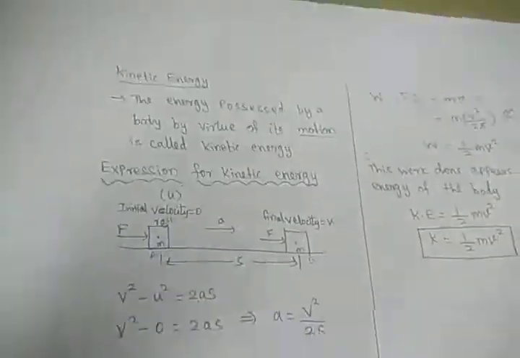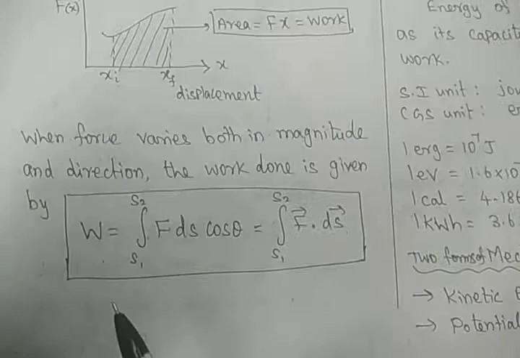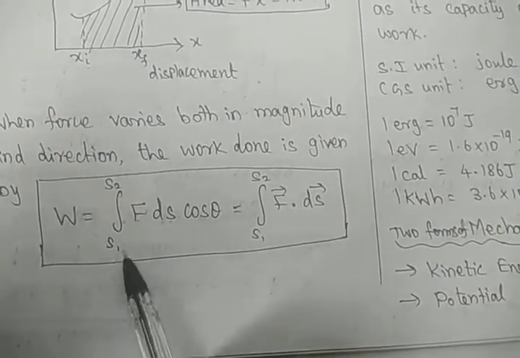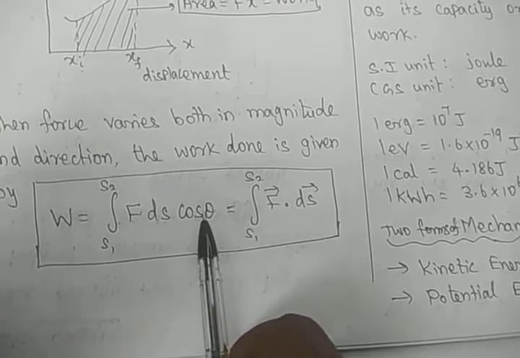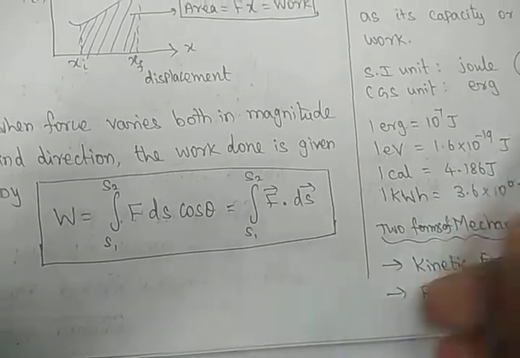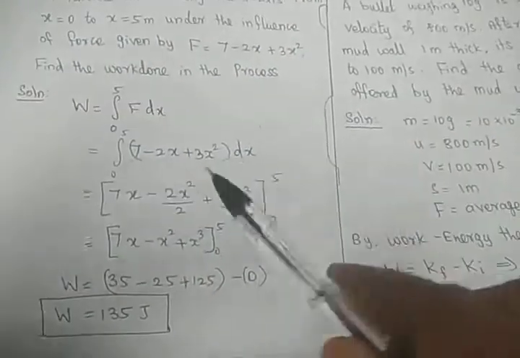What is the work done in calculating variable forces? Here I will show that. Work done is equal to the integral from initial position S1 to final position S2 of F ds cos theta. Here theta is equal to 0, so F ds only. That is the formula we are using in this problem.